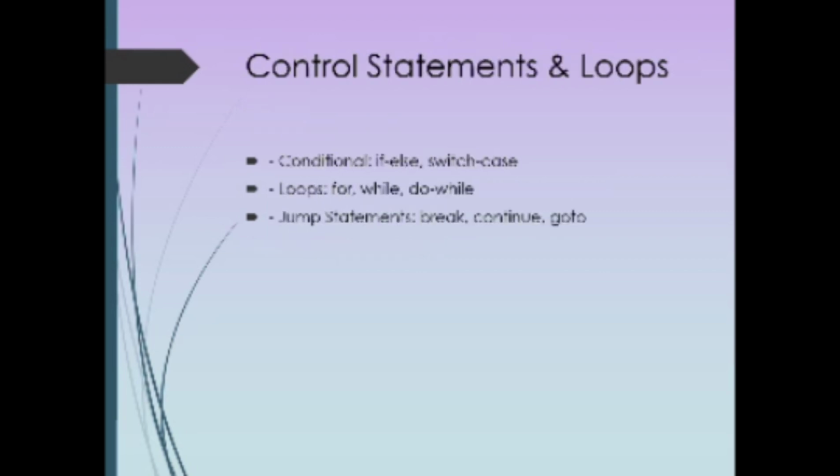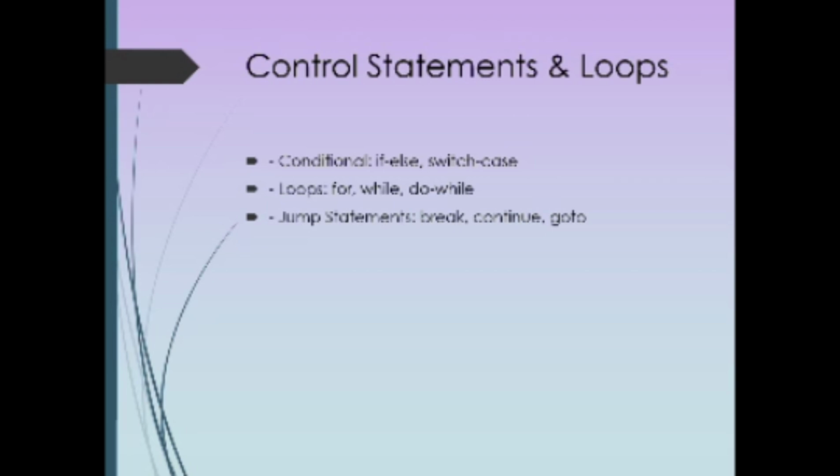Now control statements and loops. In control statements, there are two types: conditional and jump statements. In conditional, there are if else and switch case. In jump statements, there are break, continue, and goto. While in loops, there are the for loop, while loop, and do while loop.